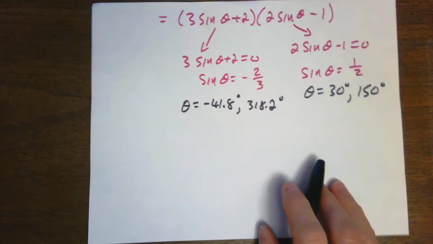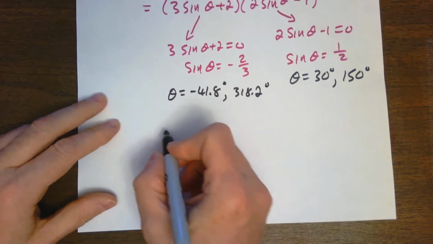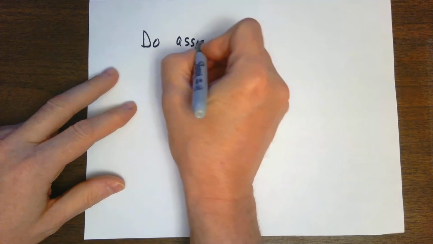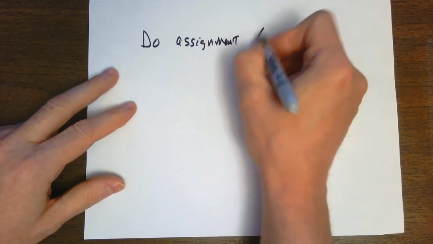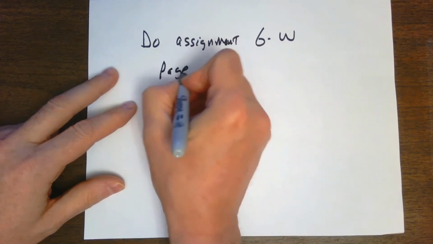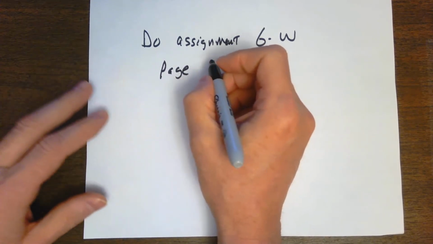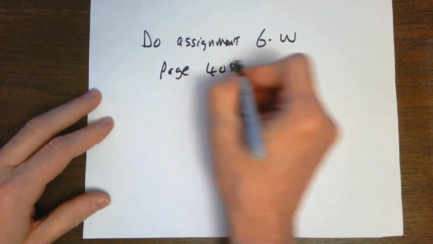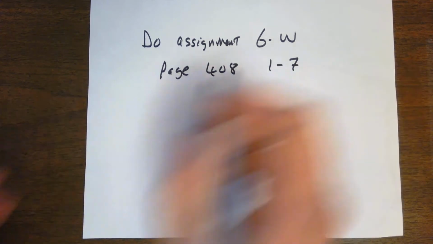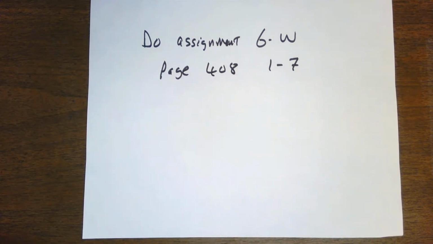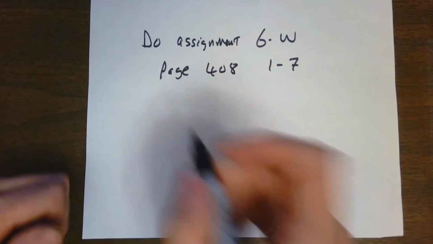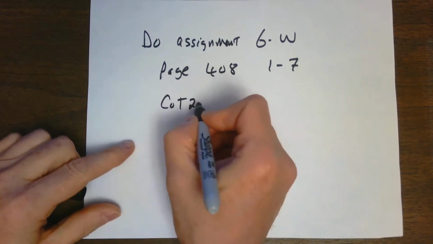All right, so I want you to go ahead and do assignment 6W. It's on page, where is it? Where's my notes? Page 408, numbers 1 through 7. Let's talk about them for a moment. Problem number 1, you're going to be proving some identities using double angle identities. Remember, things like this. What's the cotangent of 2 alpha?